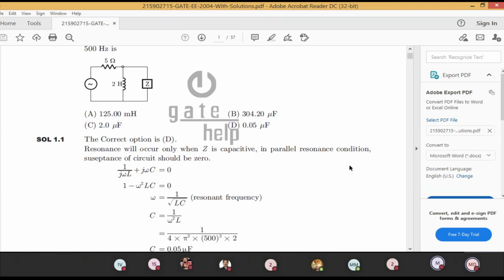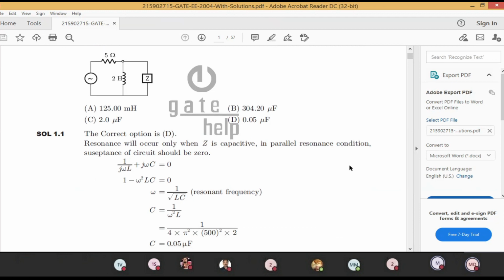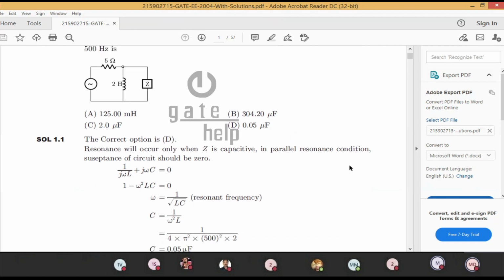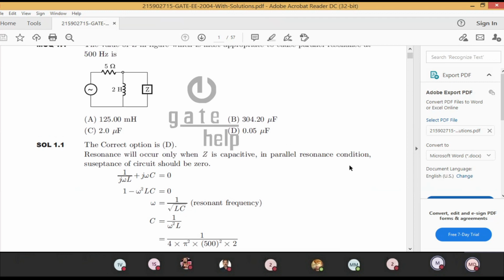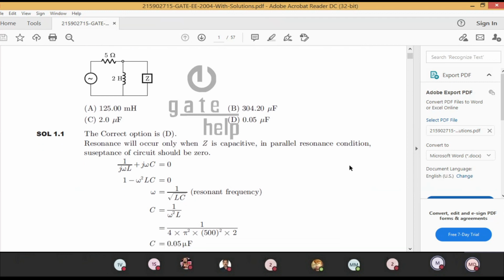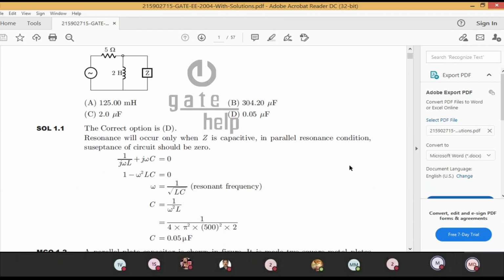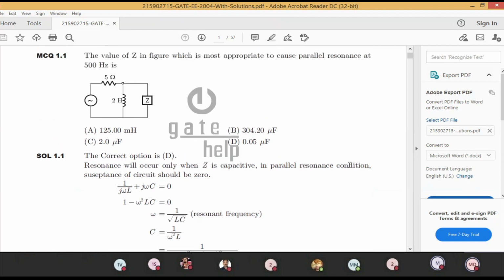From that you can find C is equal to 1 by omega square L. What is omega? It is given in the question as 500. What is L? 2 Henry. So from that, C is equal to 0.05 microfarads. So choice D is correct.